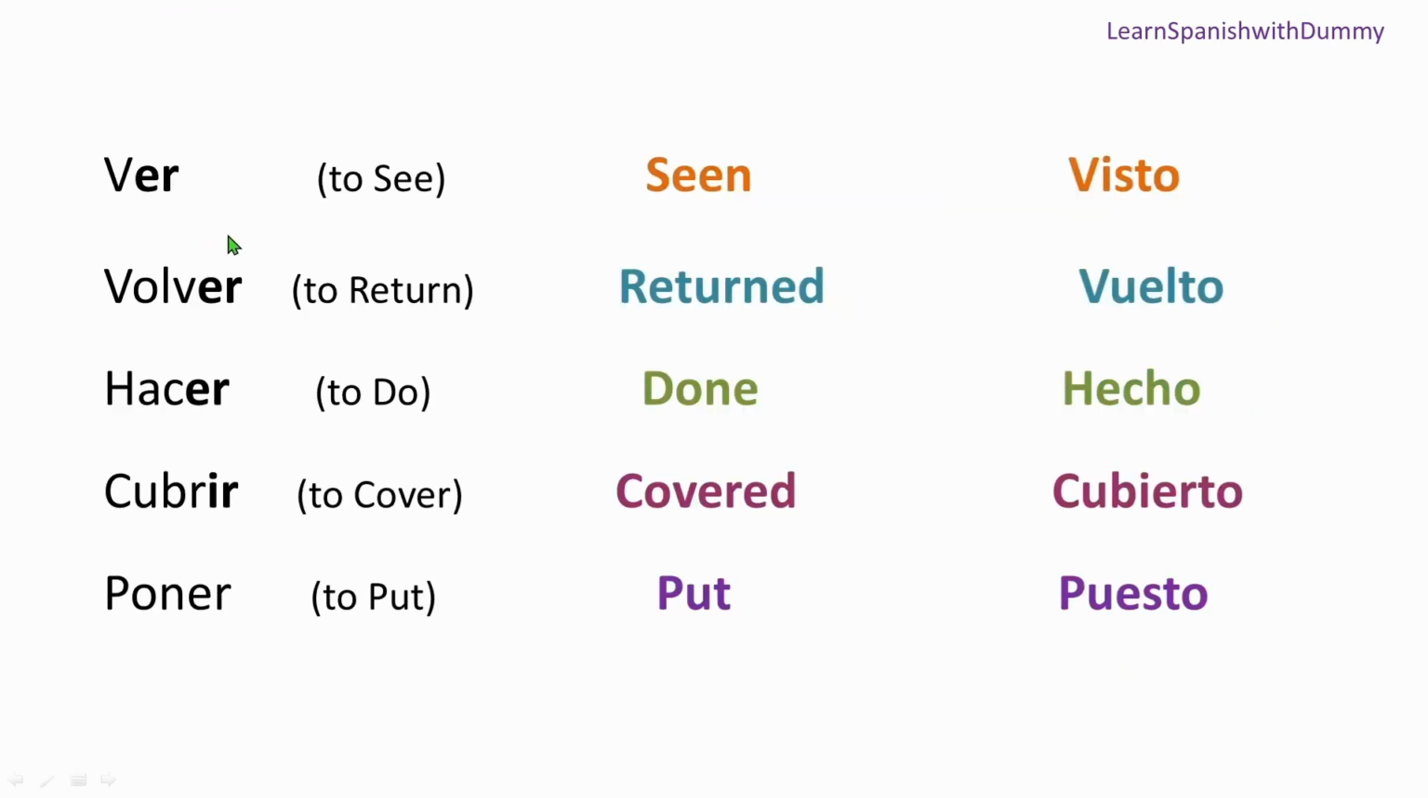Now we're going to see some other verbs like ver. Ver means to see. Now I want to make it seen, right? She has seen, I have seen. So it becomes visto. Visto means seen.